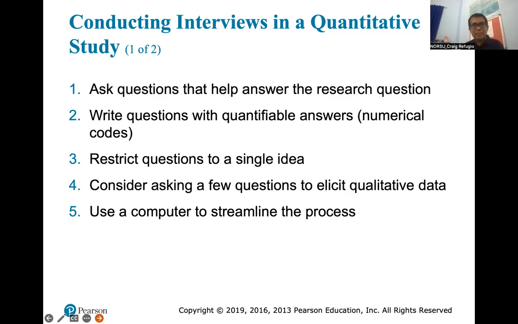Why they say very effective? Why they say not effective? Why they say slightly effective? Why they say moderately effective? Then use a computer to streamline the process. So for now, we have different software, we have different technology to have some of the digitization of the conduct of the interview.